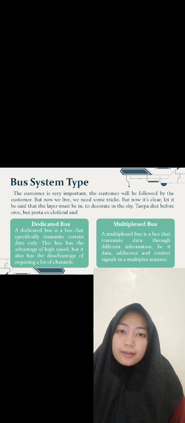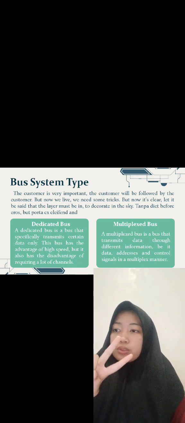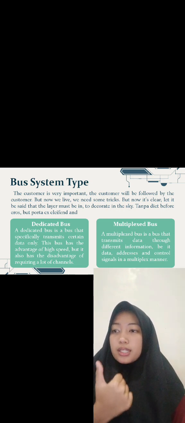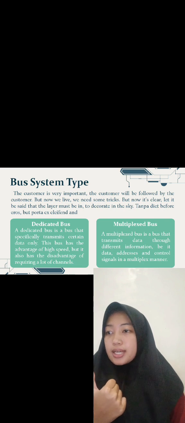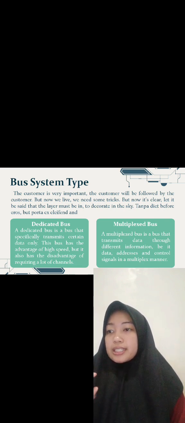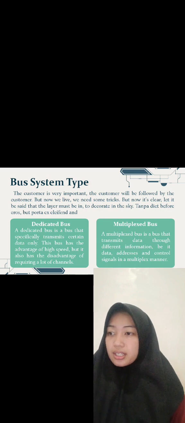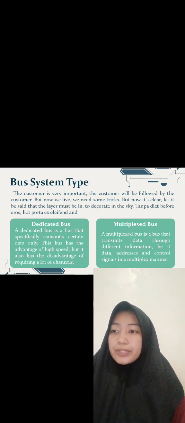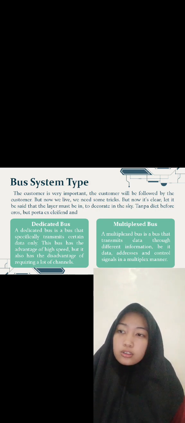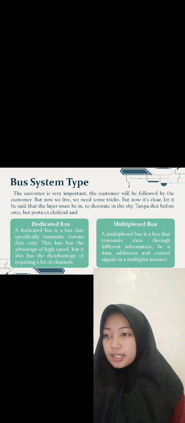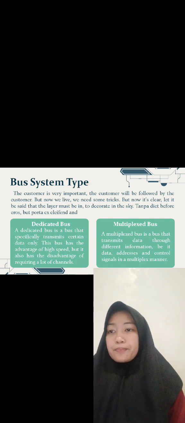Bus system type is divided into: 1. Dedicated bus. A dedicated bus is a bus that specially transmits certain data only. This bus has high speed, but it also has the disadvantage of requiring a lot of channels.